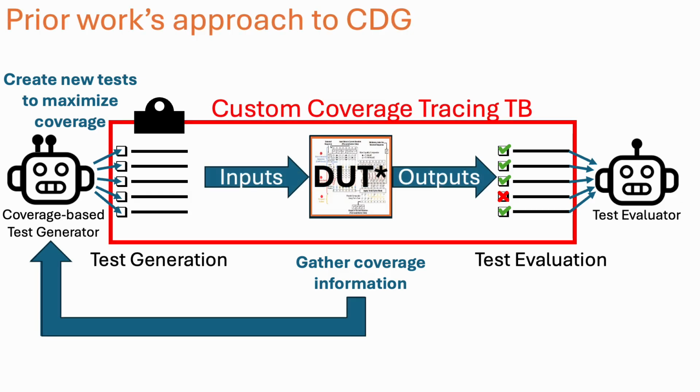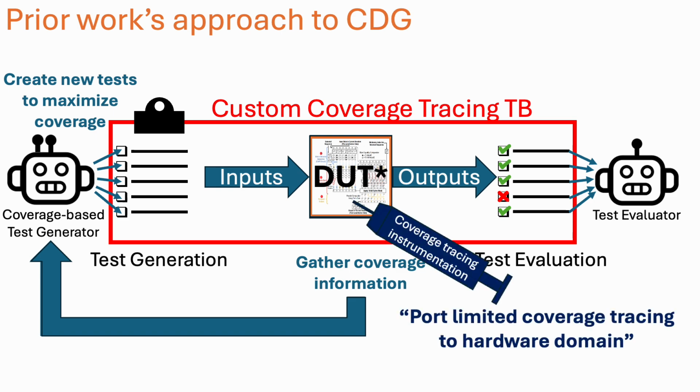So the way that prior work has handled this is by integrating some of the attributes of coverage for software into the actual hardware, into a more traditional test bench. So you can see instead of having a normal test bench, you make this custom coverage tracing test bench that's able to support this coverage tracing. And then you also modify the design under test to have instrumentation that's capable of capturing things like coverage.